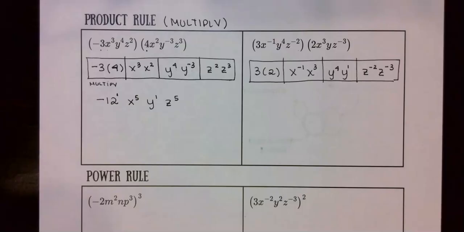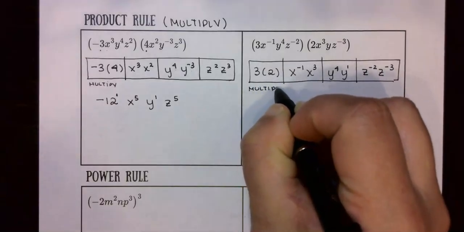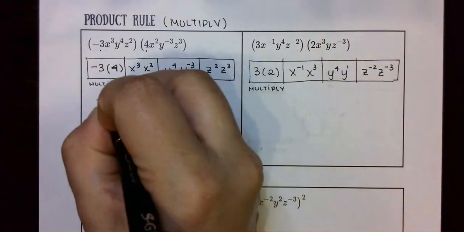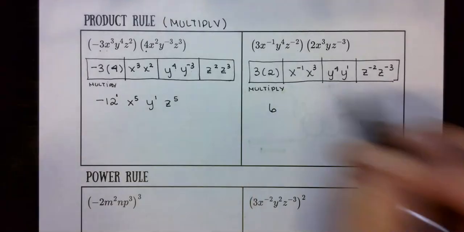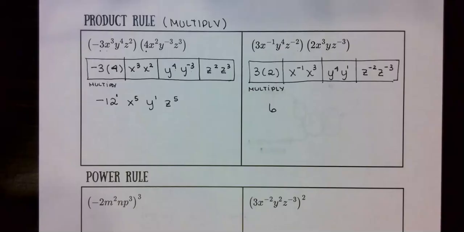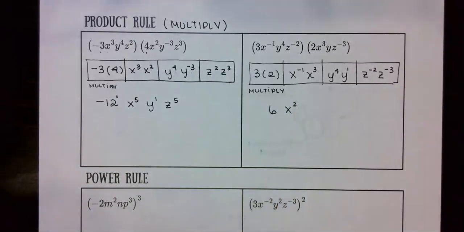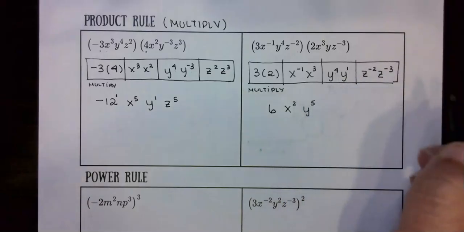All right, we have coefficients in the front, so we're going to multiply those. So we're going to multiply, I just realized I misspelled multiply, there we go. All right, 2 times 3 is 6. Now we're going to do our x's, and we have a negative 1, and that's a positive 3, so it's negative 1 plus 3. X to the second. 4 plus 1 gives us 5.